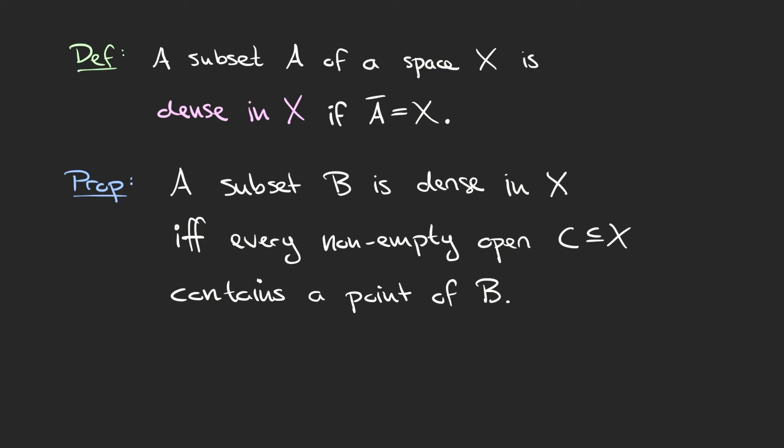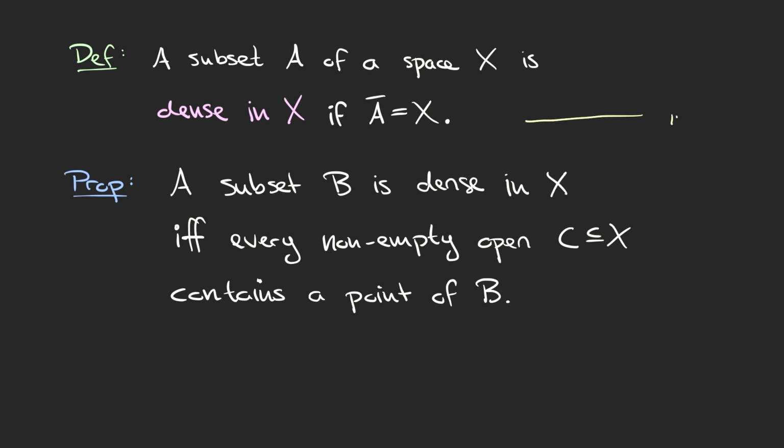Now we turn to a property that holds for subsets of a topological space, namely denseness. So we say that a subset A of a topological space X is dense in X if its closure is equal to all of X. Now the standard example for this is the rational numbers within the reals.